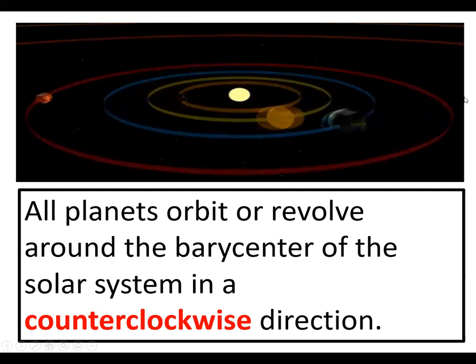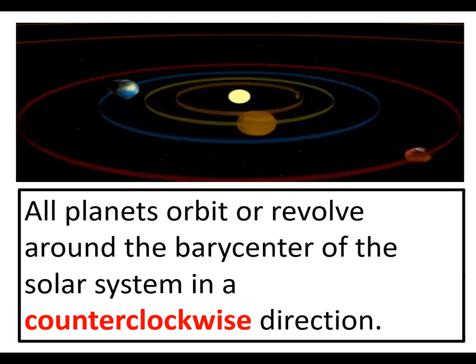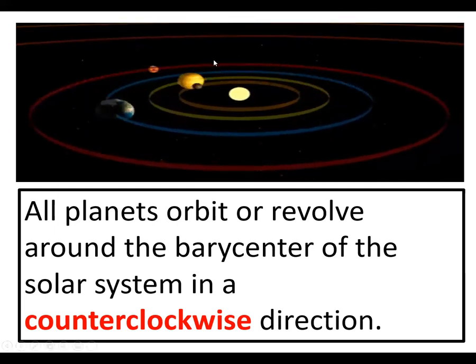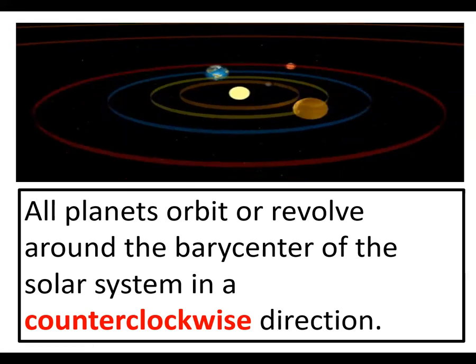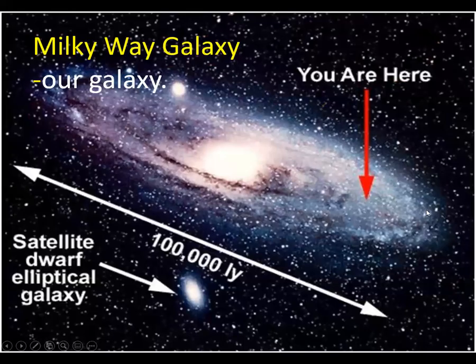All planets orbit or revolve around the barycenter of the solar system in a counterclockwise direction. So this is counterclockwise. And this has been happening since the formation of the solar system. Our solar system is located in the galaxy known as Milky Way Galaxy. The Milky Way Galaxy is an example of a spiral galaxy, and it is just one of the so many galaxies in the universe. Our solar system is located in one of the arms of the Milky Way Galaxy, and it is just one of the many solar systems found in the galaxy.